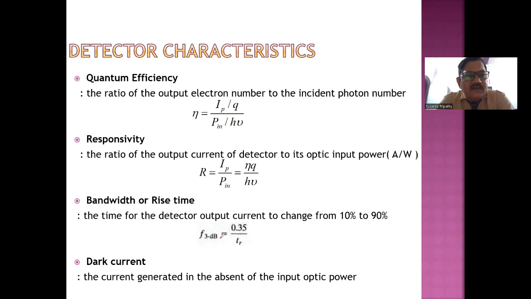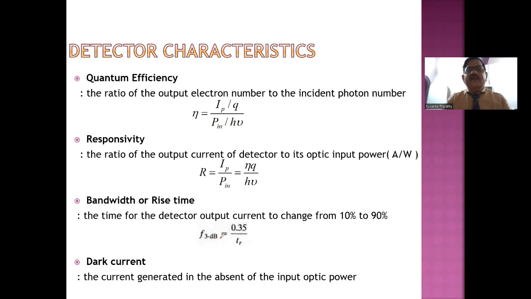So the first definition, or the term which you have to understand, is what is known as the quantum efficiency. Now, what is this quantum efficiency? As you can see, this is the ratio of the output electron number to the incident photon number. Because what happens in a detector, the detector receives this optical signal and converts this into electrical signal.